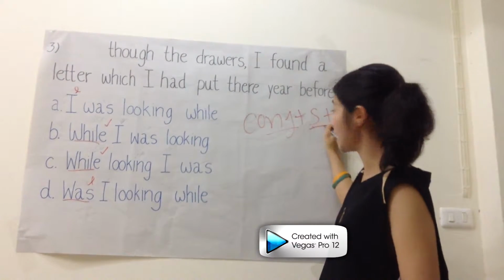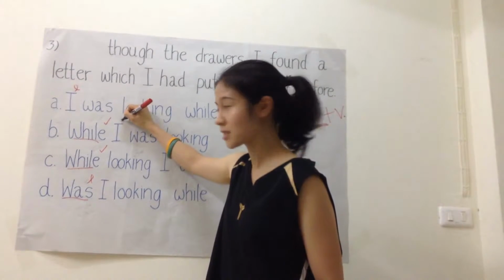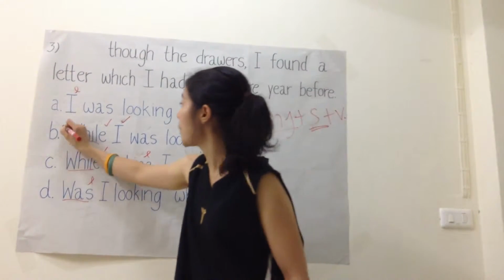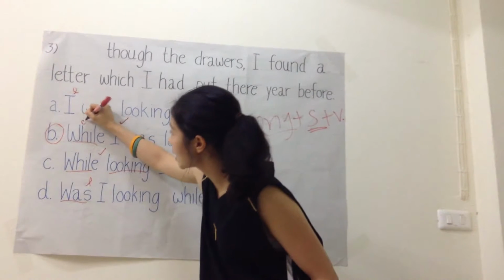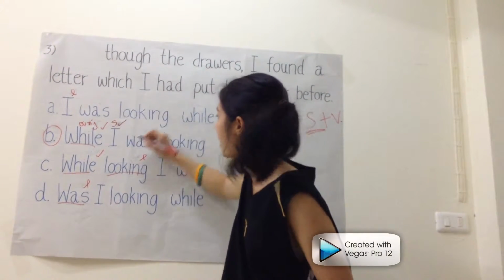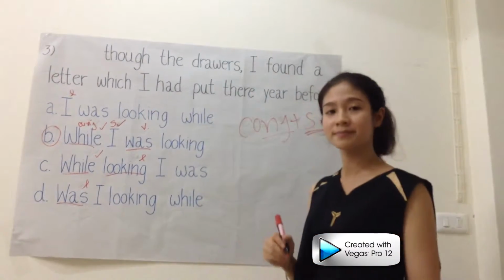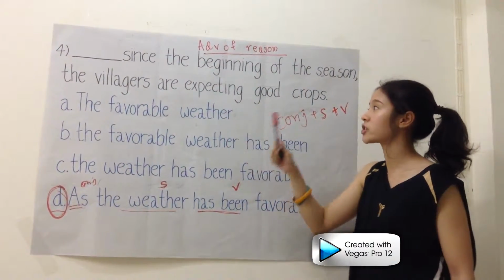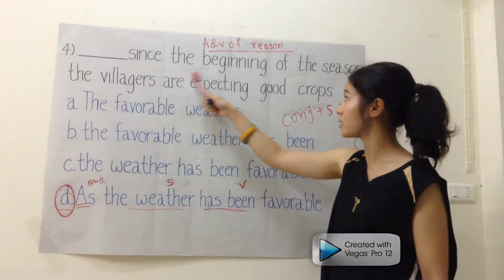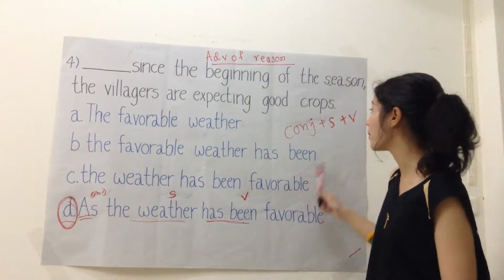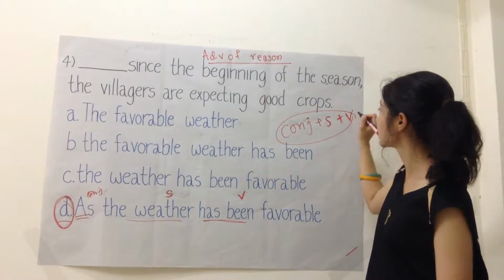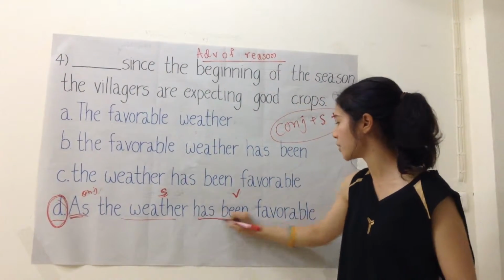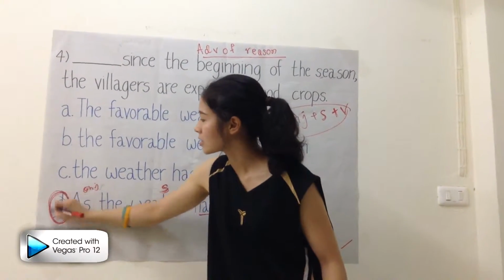The next is the subject. For B, is I a subject? Yes. Is looking a subject? No. So the answer is B: why is the conjunction, I the subject, and was the verb. For 4, blank in the beginning of the season, the villagers are expecting good crops. This sentence is an adverb clause of reason, and the pattern is conjunction, subject, and verb. They have only D as a conjunction. The weather is the subject, has been the verb. So the answer is D.